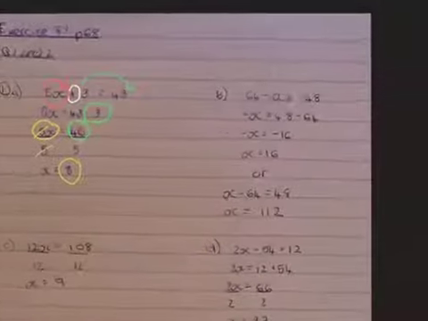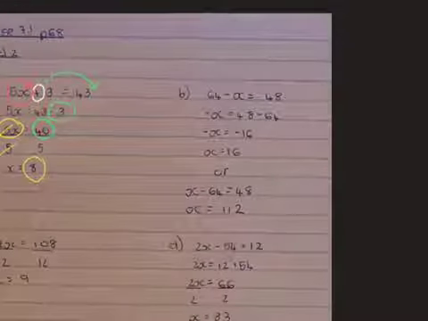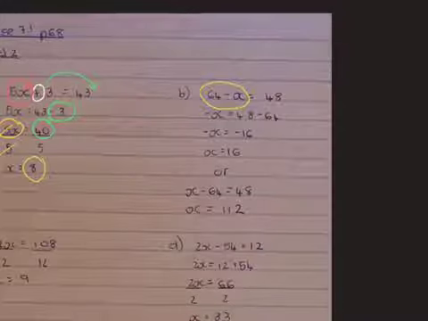Then for question B, the difference between 64 and a number is equal to 48. So, a number means we are working with x. Don't use any other letter, just use x. So 64 minus x equals 48. So that is the difference between 64 and a number is equal to 48.